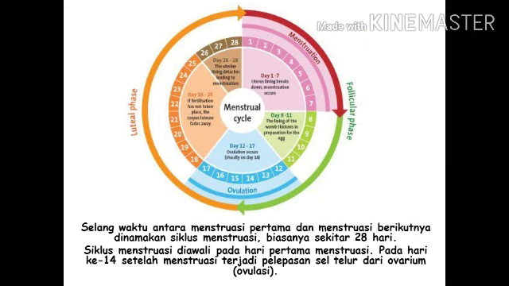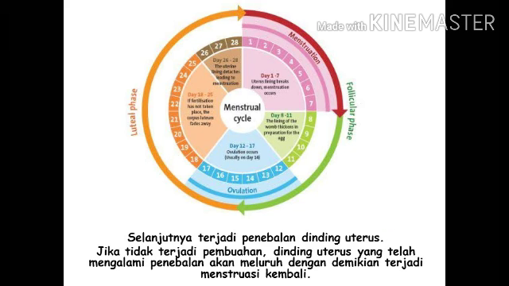Habibi habibti, the time interval between the first menstruation and the next menstruation is called the menstrual cycle, usually around 28 days. The menstrual cycle begins on the first day of menstruation. On the 14th day after menstruation occurs the release of the ovum from the ovaries, or ovulation. Next, there is thickening of the uterine wall. If fertilization doesn't occur, the thickened uterine wall will shed so that menstruation occurs again.